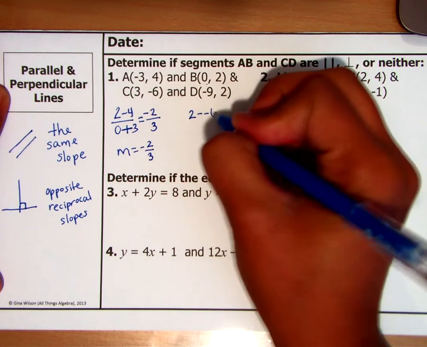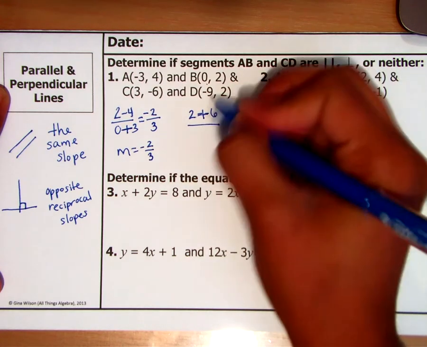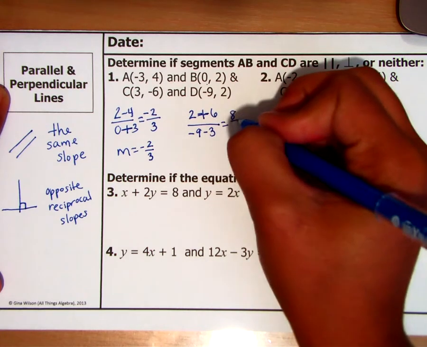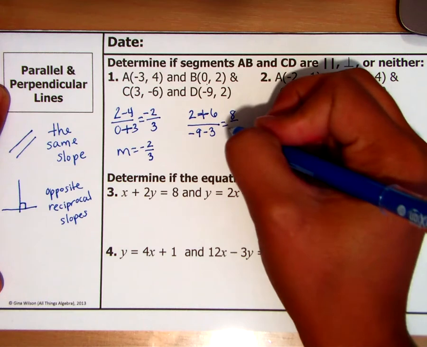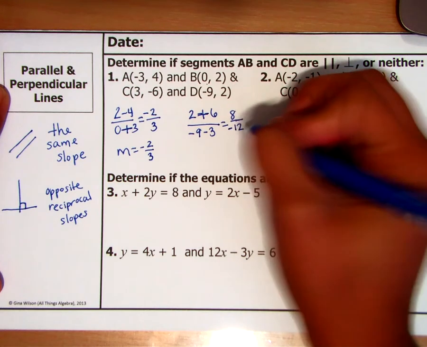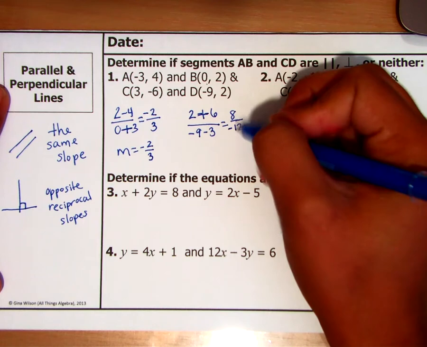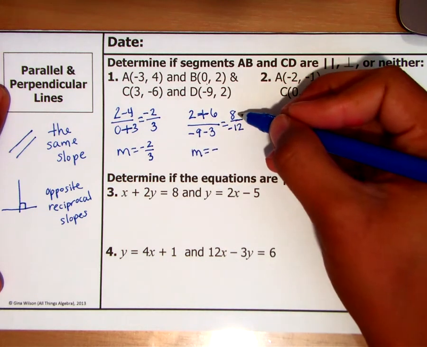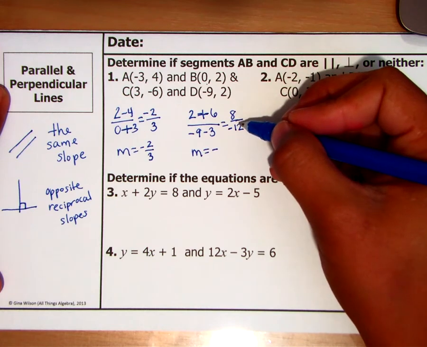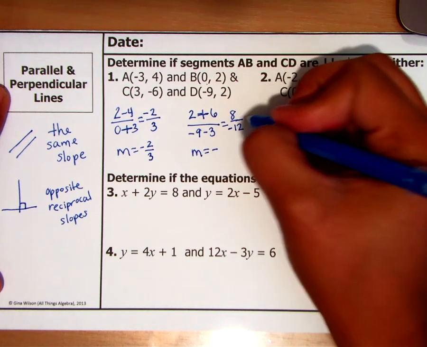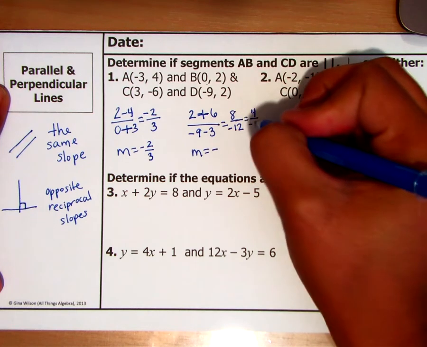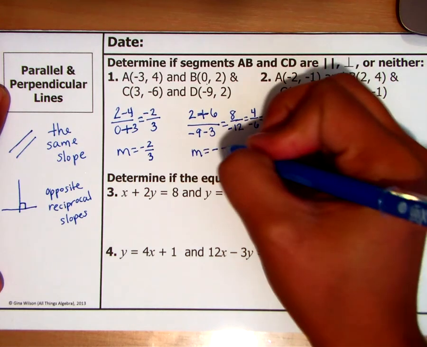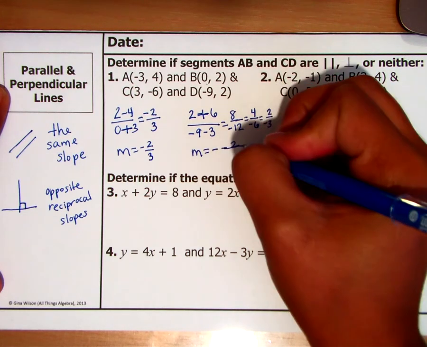2 minus negative 6, so it turns positive, divided by negative 9 minus 3. 2 plus 6 is 8. Negative 9 minus 3 is negative 12. If you put it in your calculator, it reduces. What's 8 divided by negative 12? That reduces to 4 divided by negative 6, and we can reduce again to 2 divided by negative 3. So negative 2 divided by 3.